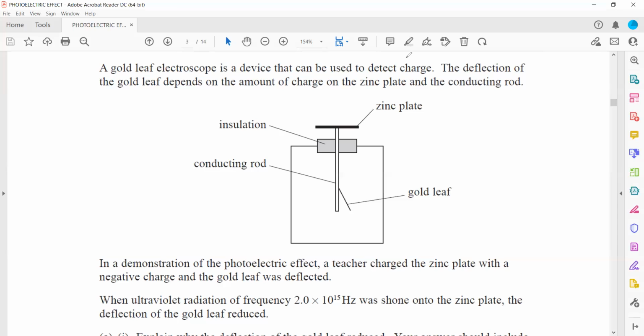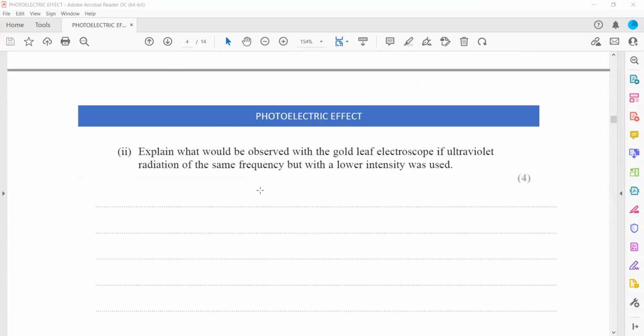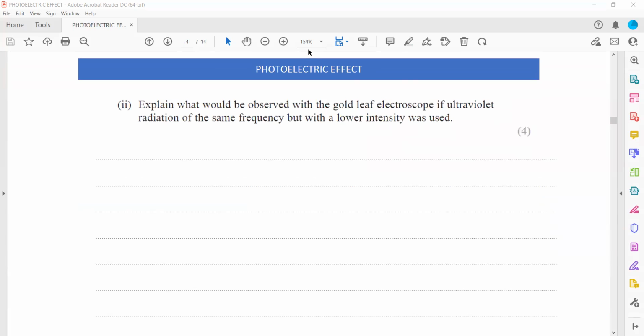Reducing the intensity will reduce the number of photons. One electron absorbs one photon at a time. So the total number of electrons which are coming out will decrease. So the gold leaf will gradually, or slowly, reduce its deflection rather than in the beginning.